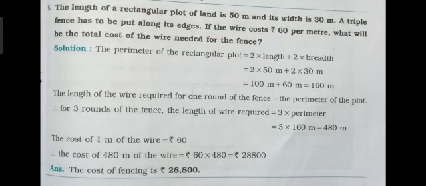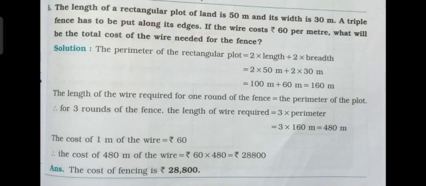Next, the sixth one. The length of a rectangular plot of land is 50 meter and its width is 30 meter. A triple fence has to be put along its edges. If the wire costs rupees 60 per meter, what will be the total cost of the wire needed for the fence? Now, the first sentence, the length of the rectangular plot, that means perimeter of a rectangle.